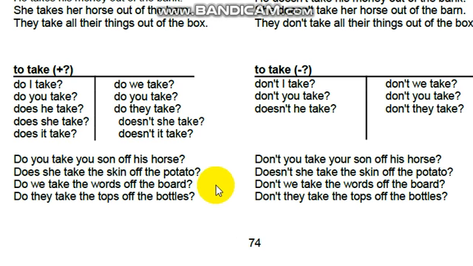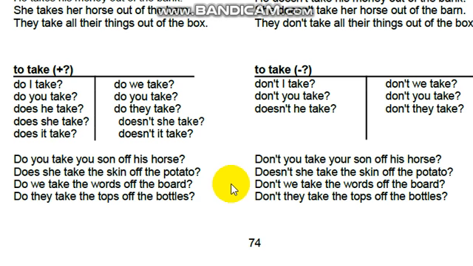Do we take the words off the board? Don't we take the words off the board? Take the words off the board and write them down.